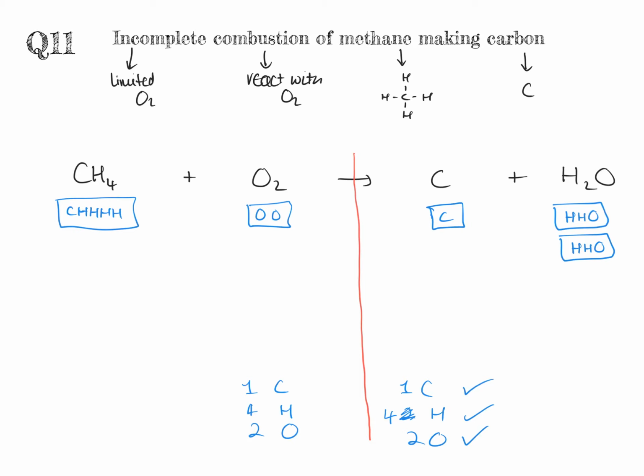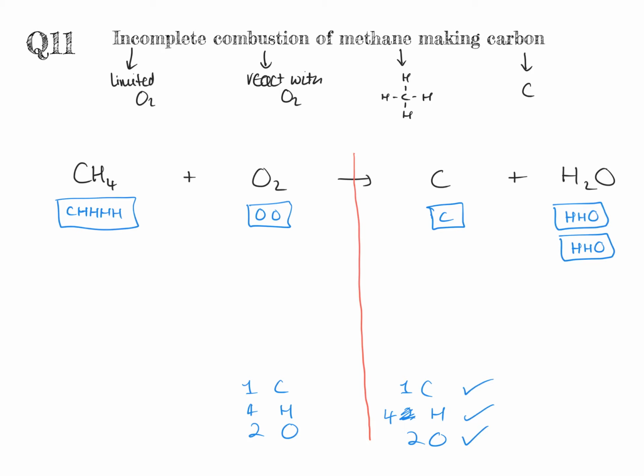So quickly, carbons on the left, 1, on the right, 1. Good. Hydrogens on the left, 4, and on the right, 4. So that's good. Oxygens on the left, 2, and oxygens on the right, 2. I've confirmed it's definitely balanced. And the final step is just to put those big numbers into the equation.